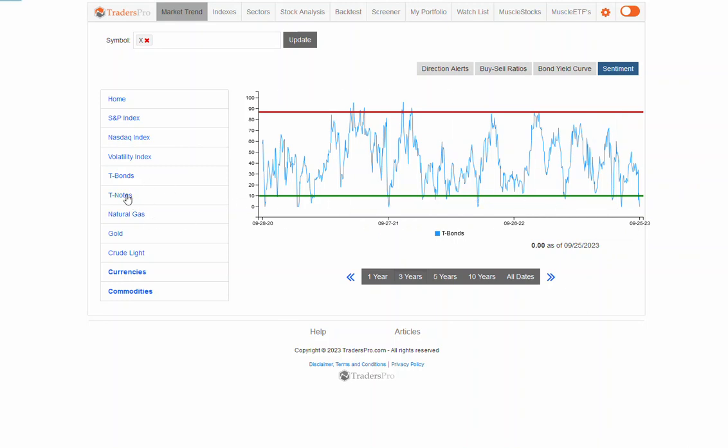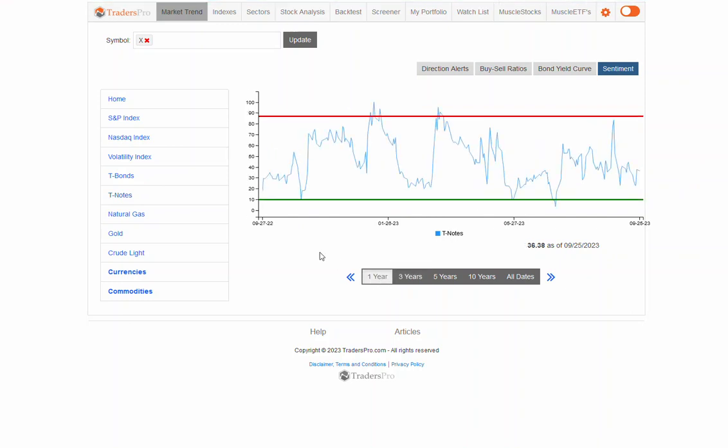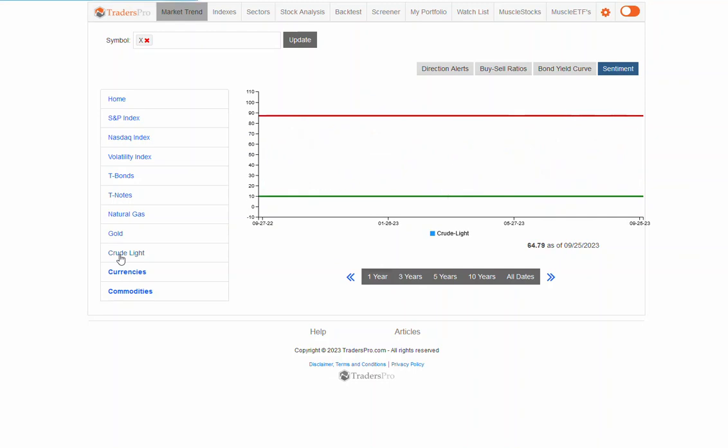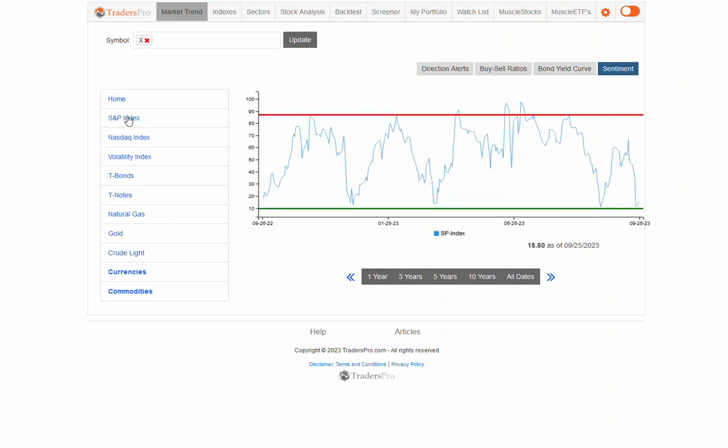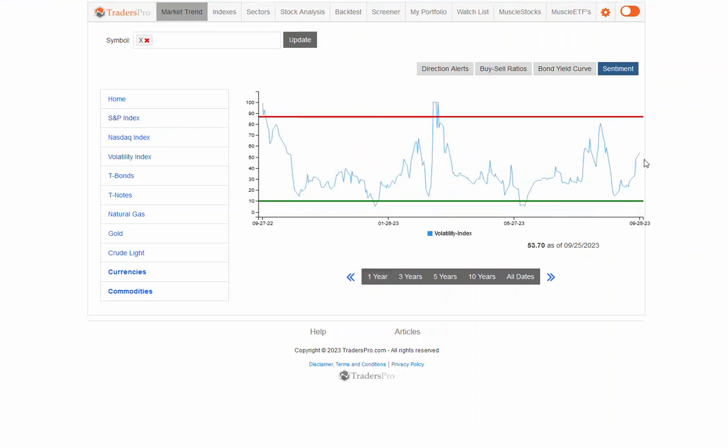On the notes, let's see if we've got anything interesting here as well. We can go back to this 1-year time frame. Not super extreme there as well. Light sweet crude. So we know oil's had a big run up. So some of these other indicators you can use. S&P 500 is the one that we've been looking at mostly. Volatility index also moving, kind of stuck right in the middle, not at an extreme location there.